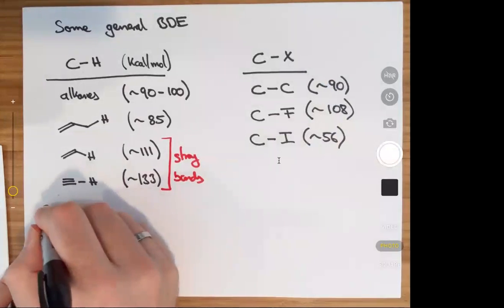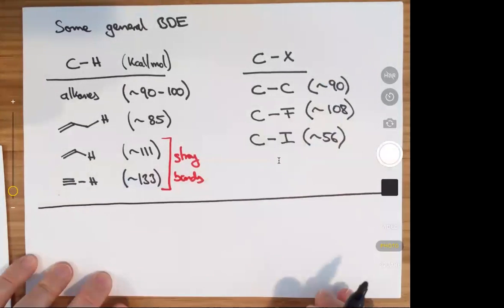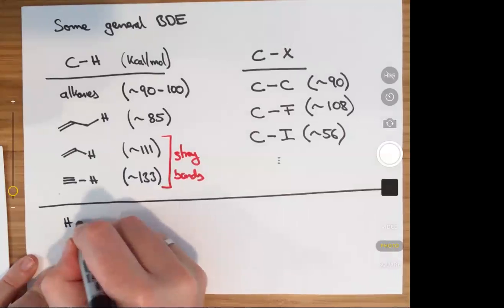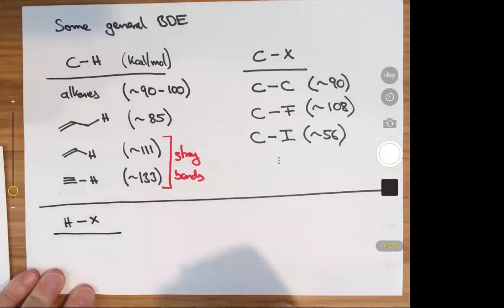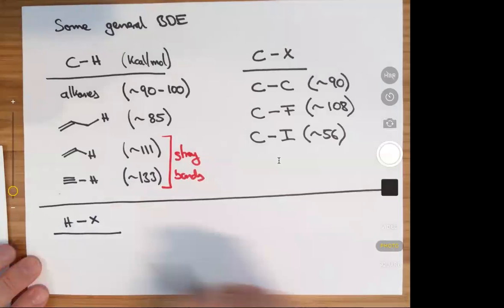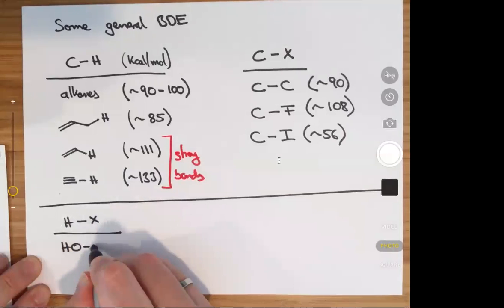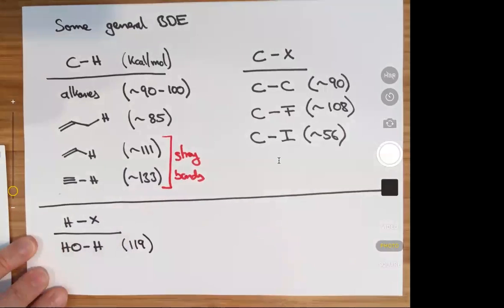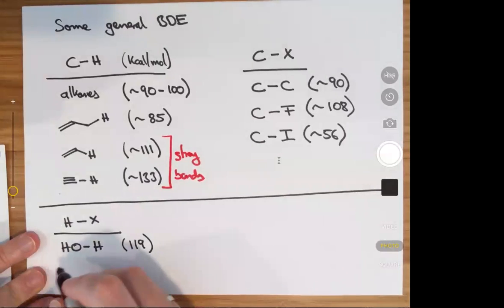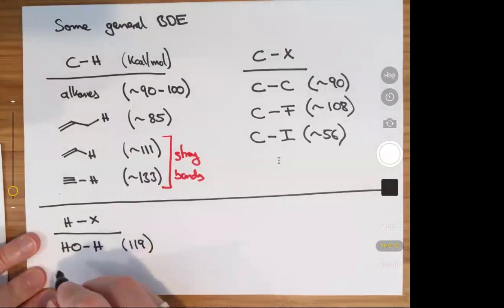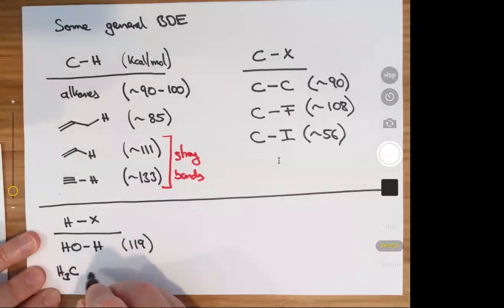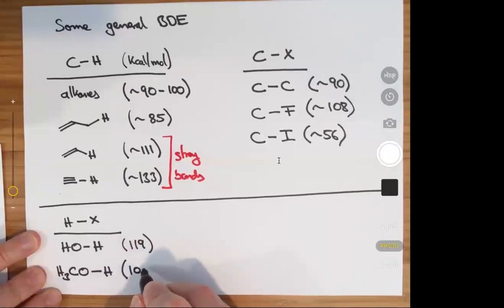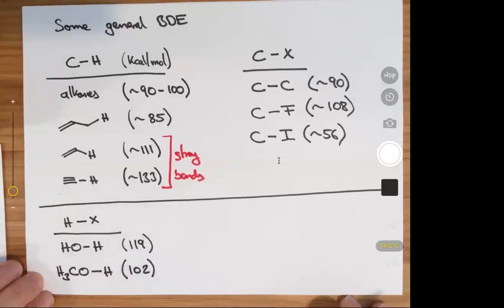Now, a couple of other bonds that you see quite commonly: hydrogen-X bonds. A classical one is the OH bond in water. That's a pretty strong bond, roughly 119 kilocalories per mole. If you have methanol, H3CO-H, this is a little bit weaker, around 103 or 102 kilocalories per mole.